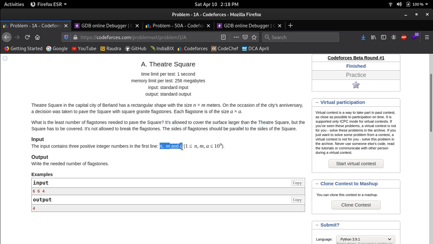As input we have to take three values, n, m and a. So n and m stand for the dimensions of the theater, whereas a stands for the dimension of the flagstone, which is a cross a. And as the output you can see, if we have a theater of size 6 cross 6, and we need to pave it with flagstones of size 4 cross 4, then the output will be 4.